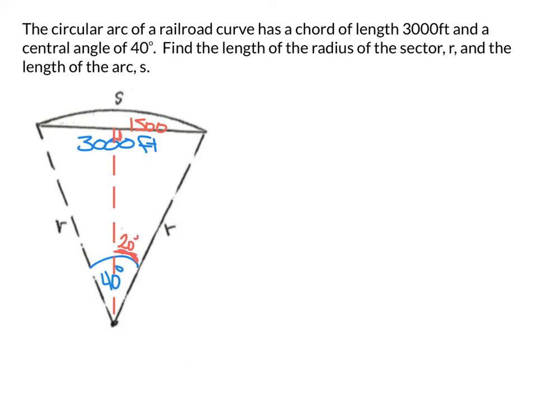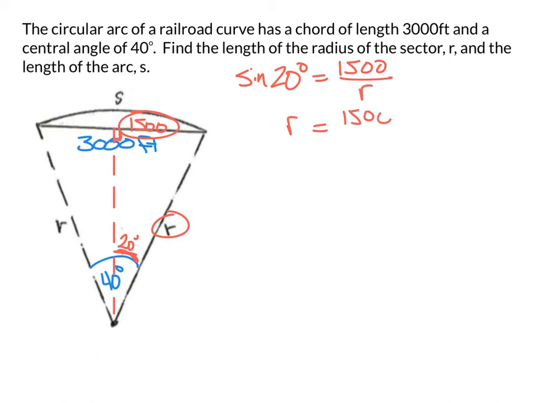So since I have an angle, its opposite side, and the hypotenuse, that sounds like sine. And that's what I would use: the sine of 20 degrees is equal to opposite over hypotenuse. So a little bit of algebra says R is 1500 over the sine of 20 degrees. So grab your calculator and calculate that.